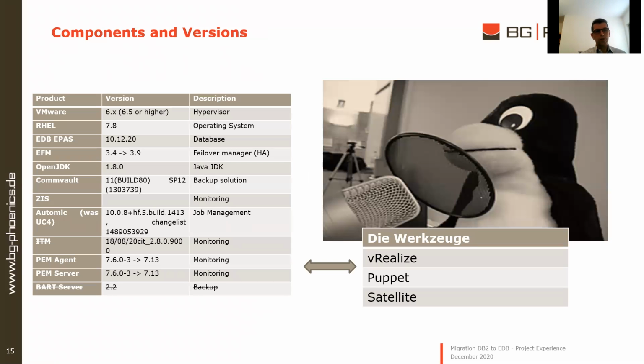Short overview about the components, only that you have the list where we started. So it's VMware 6, it's Red Hat 7.8. We started with 7.6. This is essential. I can say it in the later slide. EDB is version 10. We started in the project with 10.6. Now we are on 10.12. Enterprise Failover Manager from 3.4 is currently in the rollout to 3.9.